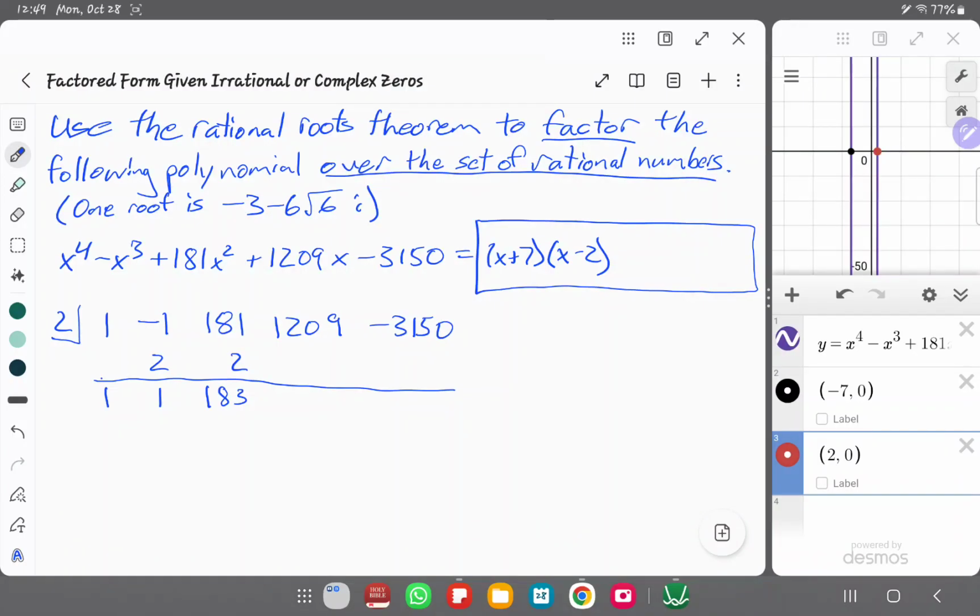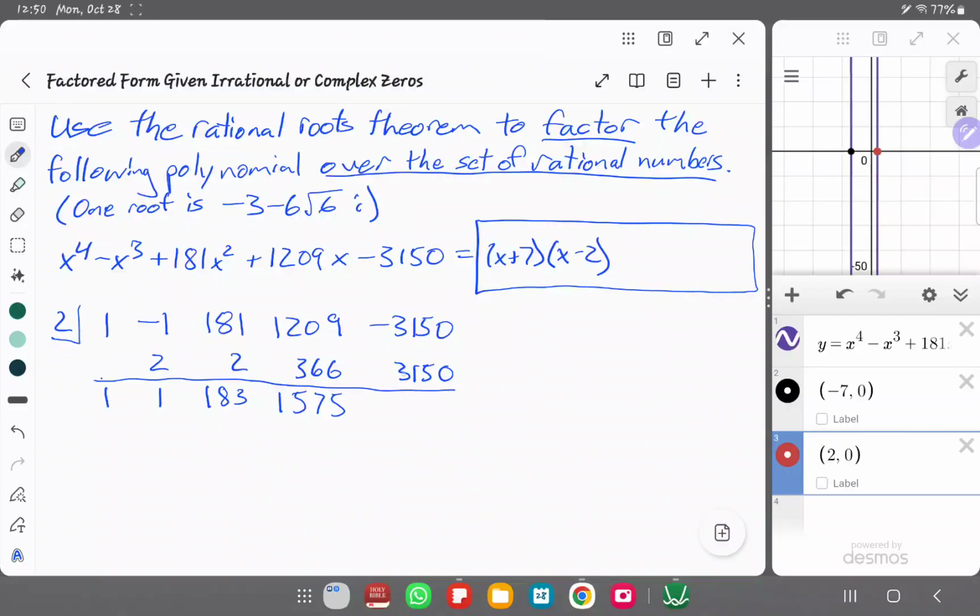2 times 183, I'll do that on the calculator real quick, 366. All right, so 366, add those, I get 1575. And then 2 times 1575, that is going to be 3150.